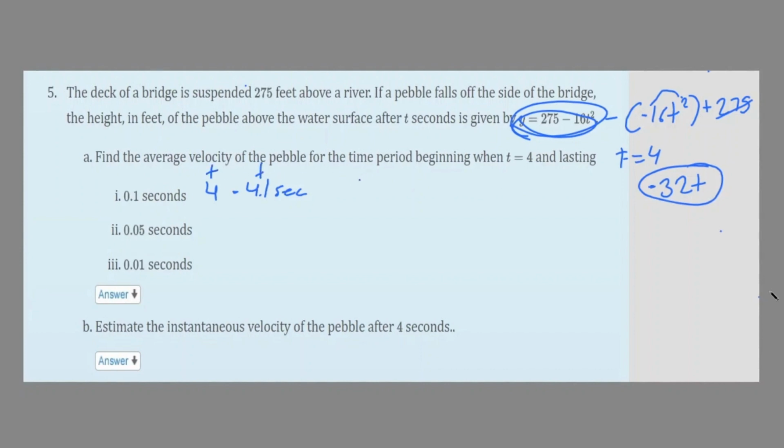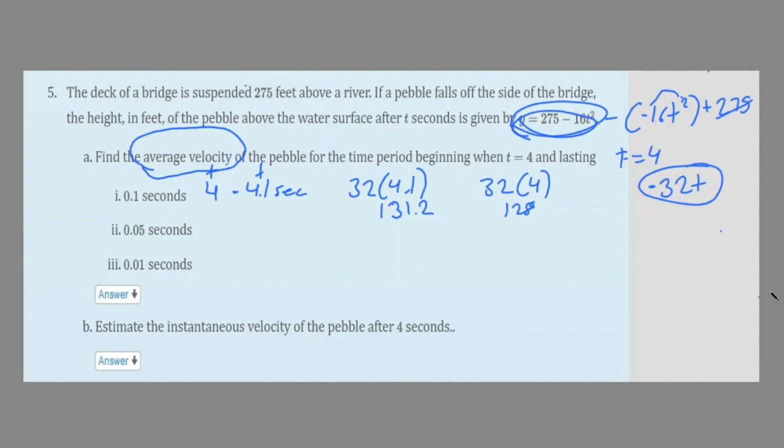These are t, so we plug in 4.1 for the 32t, and then we plug in 4 seconds, that's a 0.1 second gap. So this would be 128, and I believe this would be 131.2.